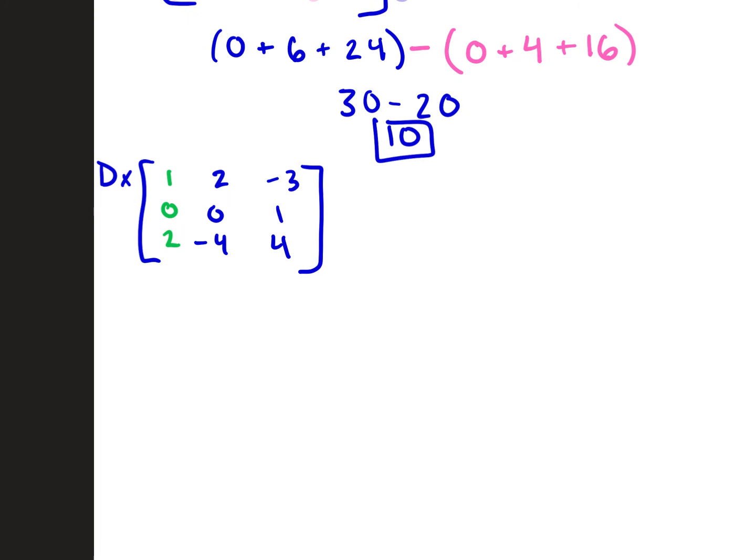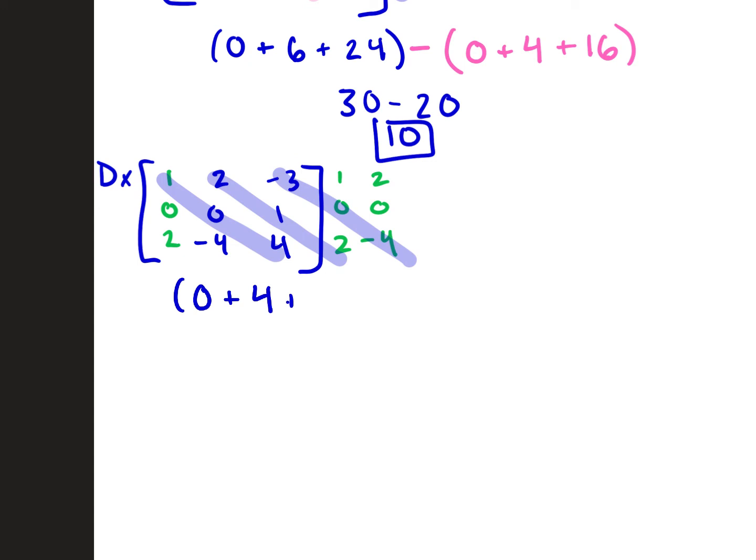And now you'd find the determinant the same way. So what do I have to do first? Rewrite the first two columns. So 1, 0, 2, and 2, 0, negative 4. So I start with my majors minus the minors. So our majors are 1 times 0 times 4, which is 0, plus 2 times 1 times 2, 4, and negative 3 times 0 times negative 4, 0.